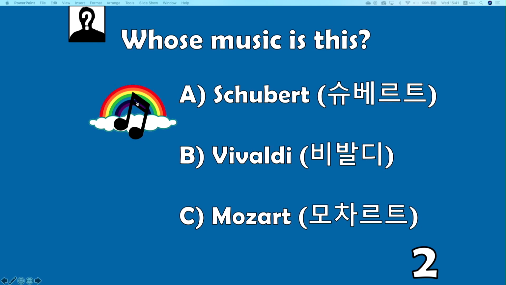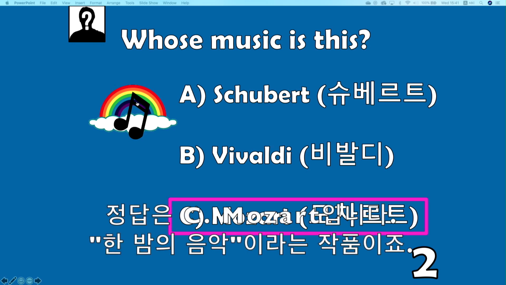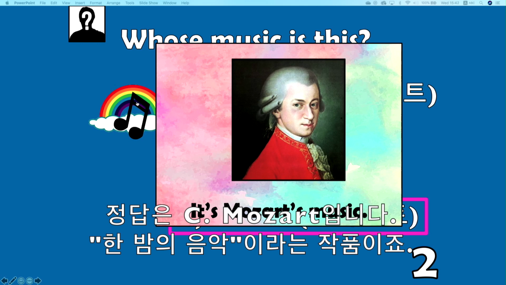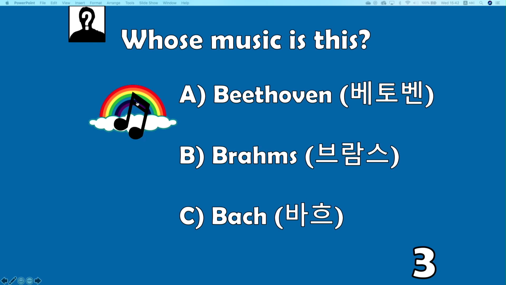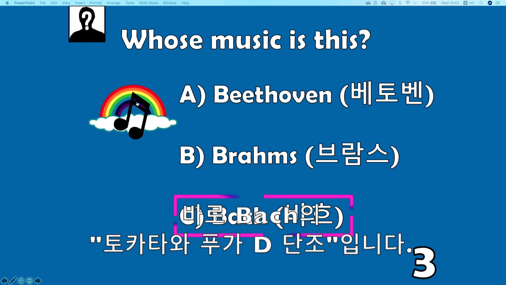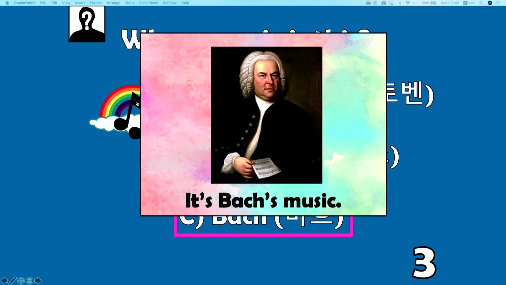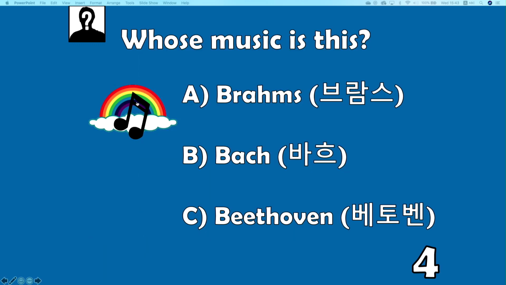Whose music is this? The answer is C. Mozart. It's Mozart's music, Eine Kleine Nachtmusik. Number 3. Whose music is this? It's Bach's music. It's Toccata and Fugue in D minor. Let's go to number 4.